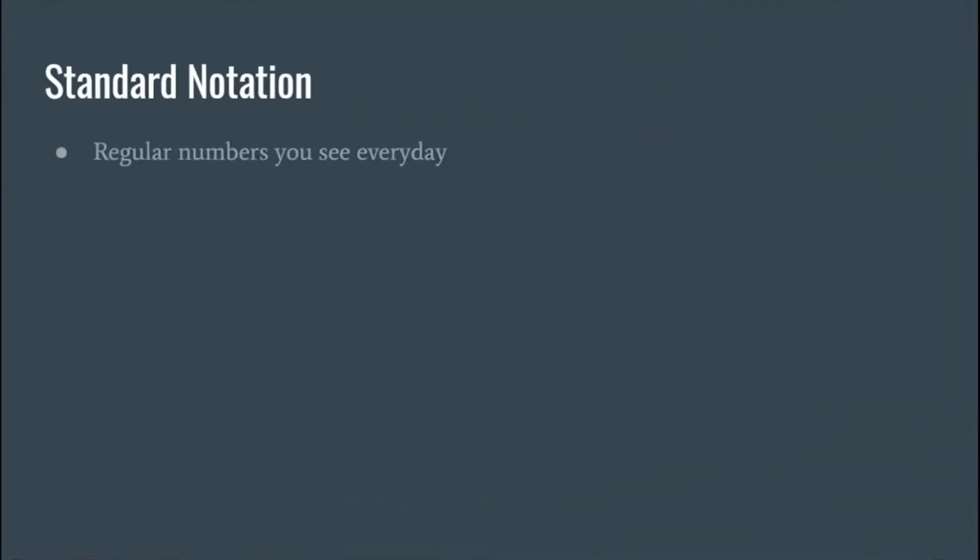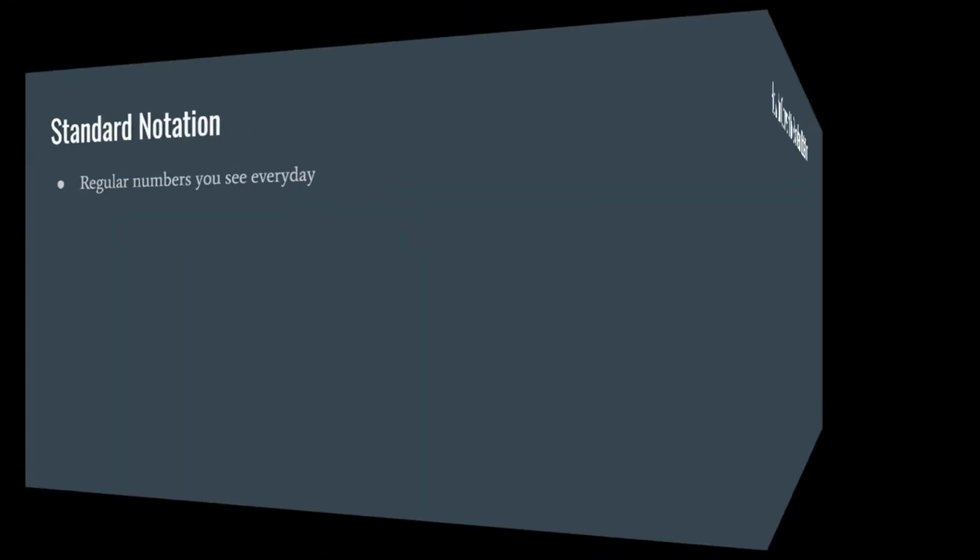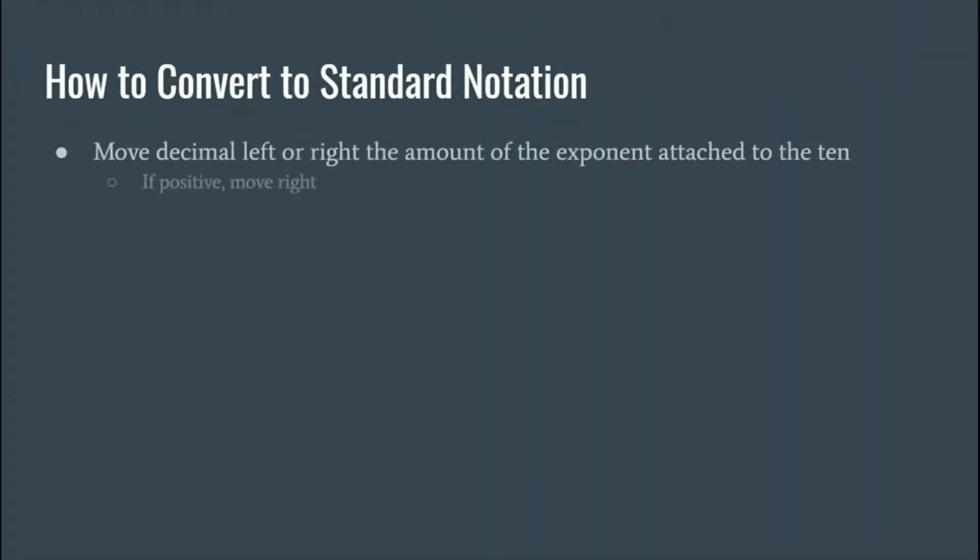Okay, so we'll start with standard notation. Standard notation are numbers that you see every day, normally. You know, like big numbers, like 5,200,000, 8,600, stuff like that. Okay, so how do we convert to standard notation?